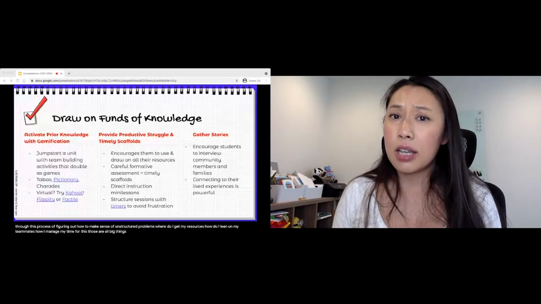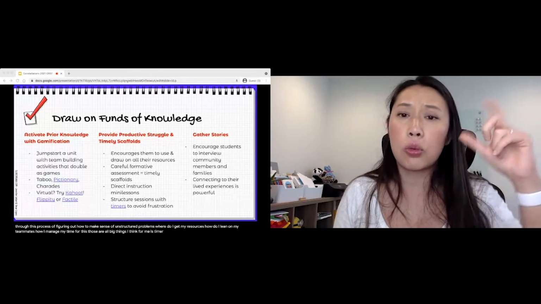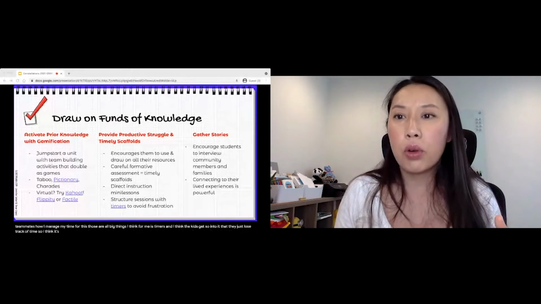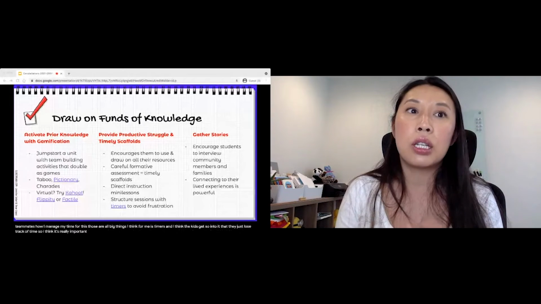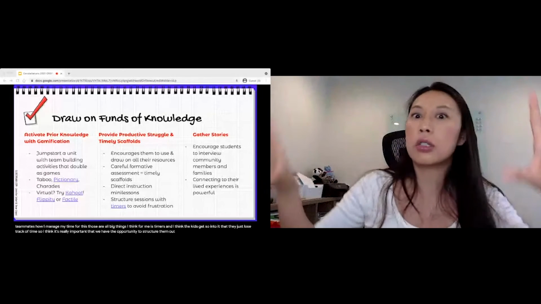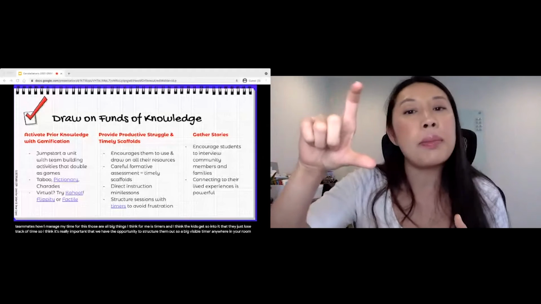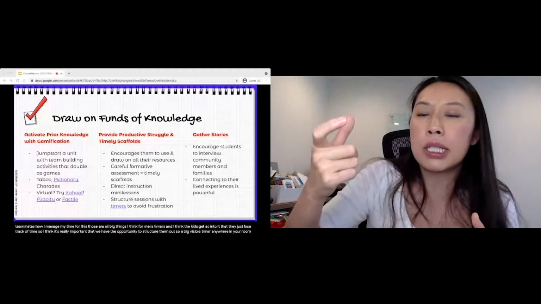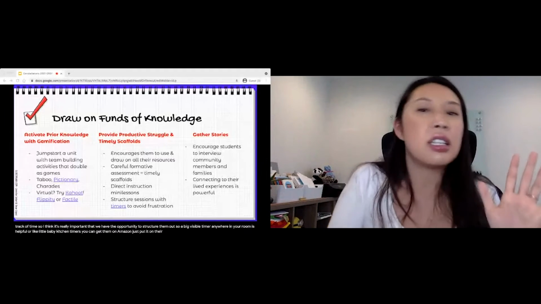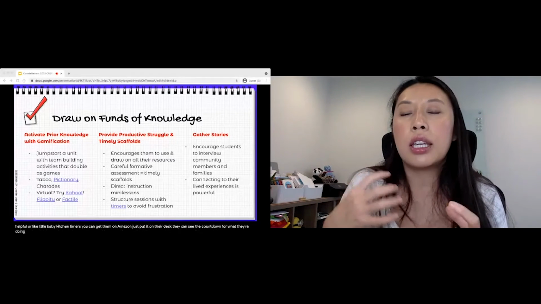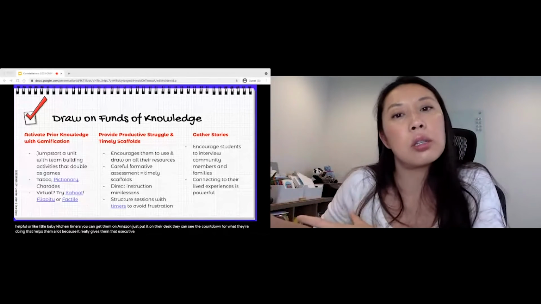Big thing for me is timers. I think the kids get so into it that they just lose track of time. So I think it's really important that we have the opportunity to structure them out. So a big visible timer anywhere in your room is helpful. Or like little baby kitchen timers, you can get them on Amazon, just put it on their desk. They can see the countdown for what they're doing. That helps them a lot because it really gives them that executive functioning support.